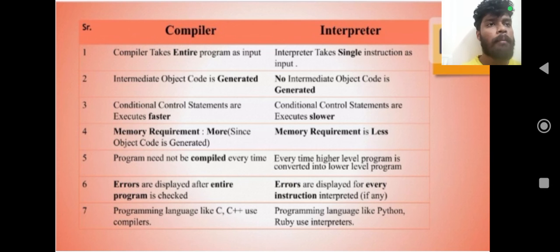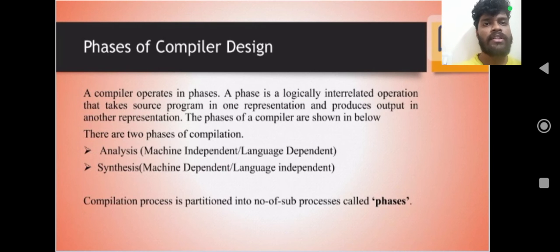Examples of compiled programming languages are C and C++, and interpreted programming languages are like Python and Ruby. I will tell it in simple words: a compiler executes the whole code, and an interpreter executes line by line. That's the main difference between the compiler and interpreter. Let us see the phases of the compiler design.